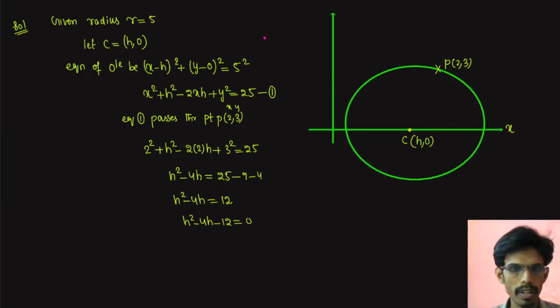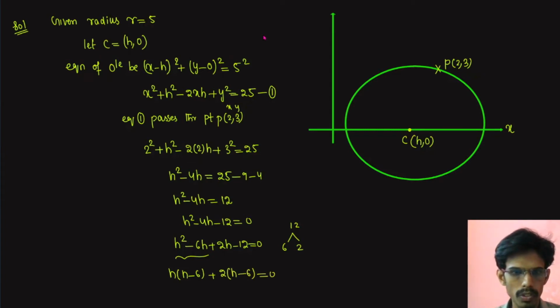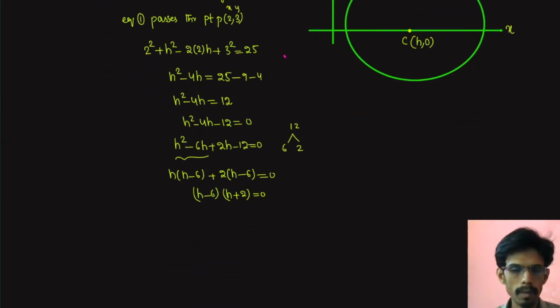Now factorize this quadratic equation. This 12 can be written as 6 twos are 12. So this will be h square minus 6h plus 2h minus 12 is equal to 0. Take h common, it will be h minus 6. Take 2 common, it will be h minus 6 equal to 0. So (h minus 6)(h plus 2) equals 0. So we take h equal to 6 and h equal to minus 2.